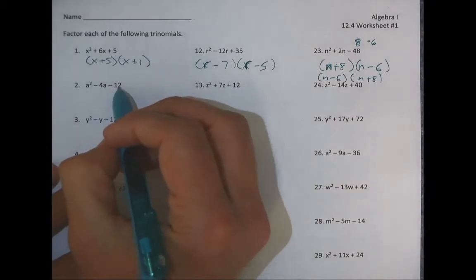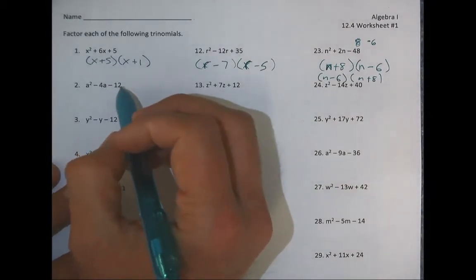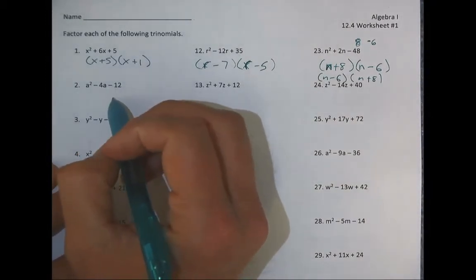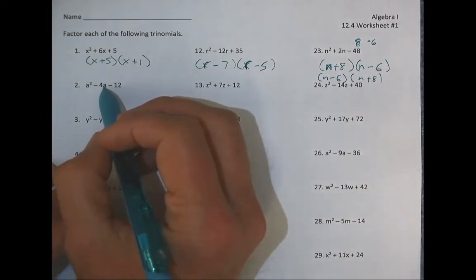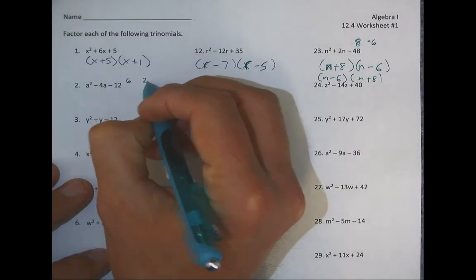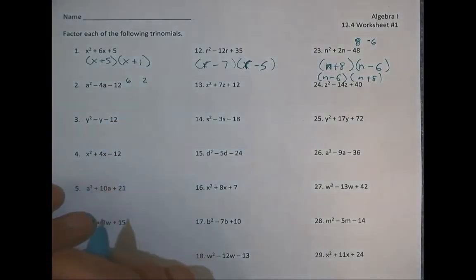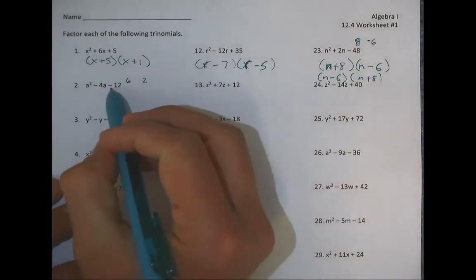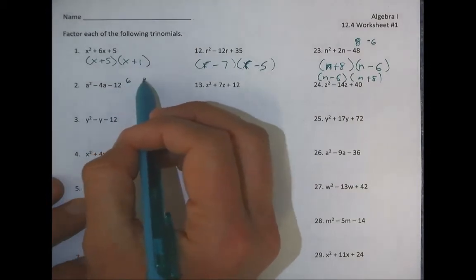All right, over here, when I see 12, I think 4 and 3, but they're never going to equal 4. There's always 12 and 1. They're never going to equal 4. So I know it's 6 and 2. But I'm going to have to figure out which one's the positive and which one's the negative, because they are multiplying to a negative, so one of them is negative.